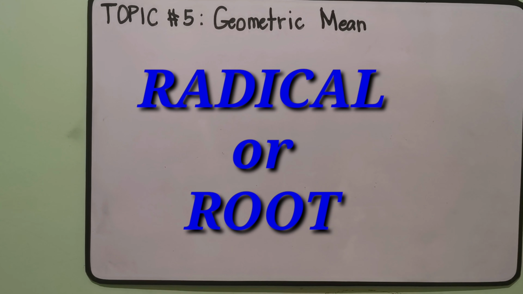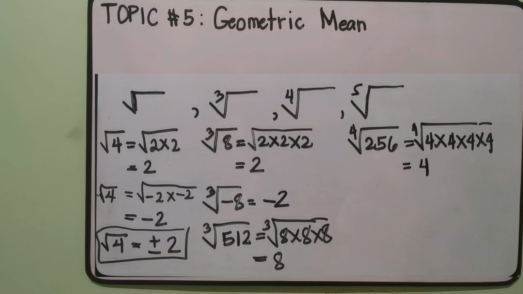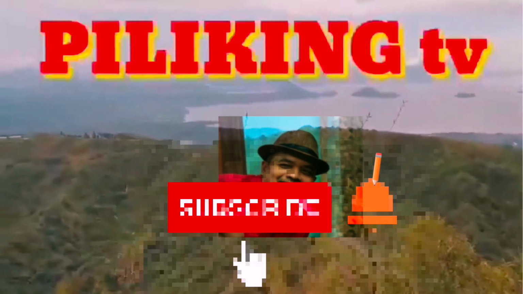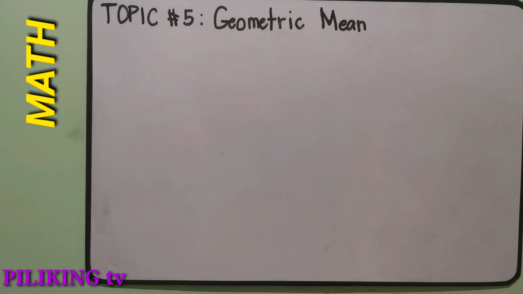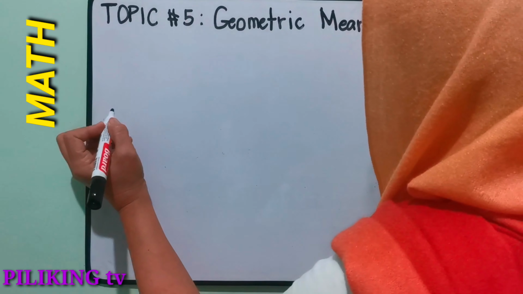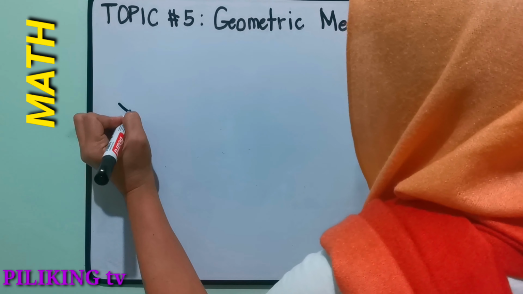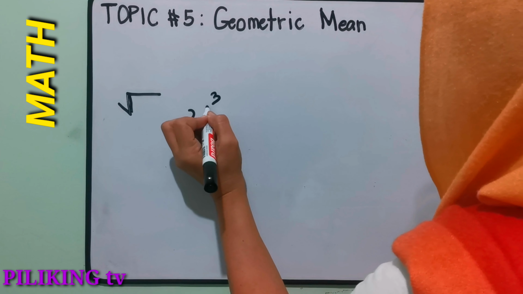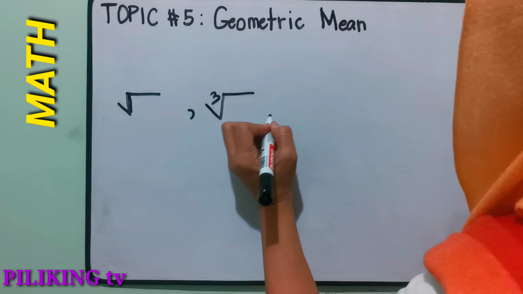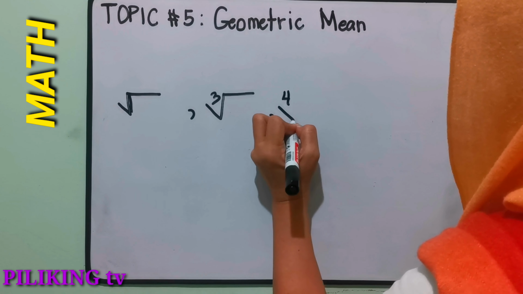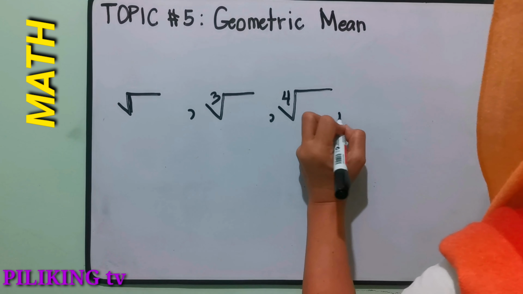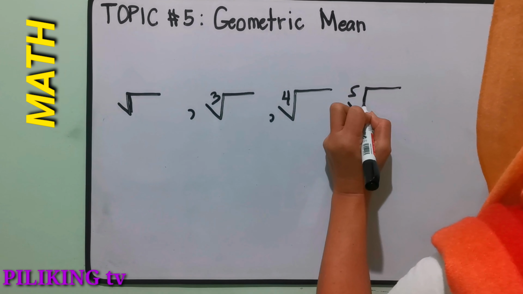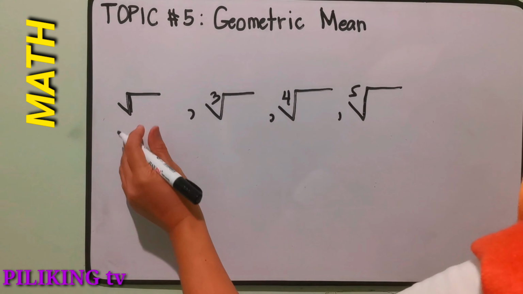Before we go on with topic number 5, which is geometric mean, let us recall finding the root of a number. Let's start with the square root. A square root is indicated by this symbol. Then we also have the cube root, the fourth root, and the fifth root. Let us start with the square root.